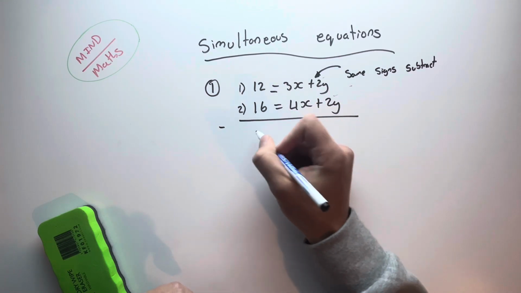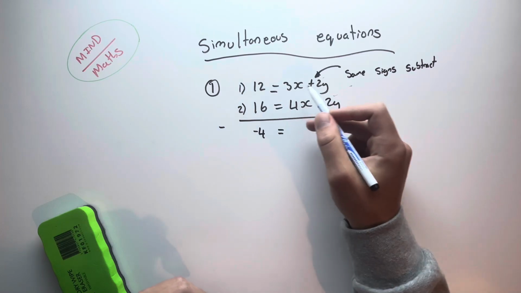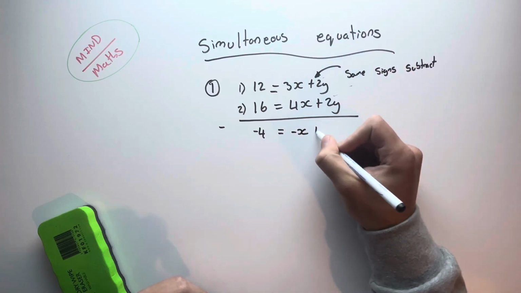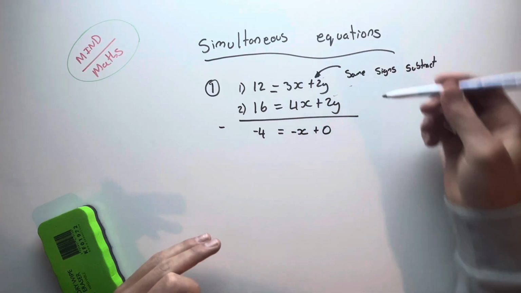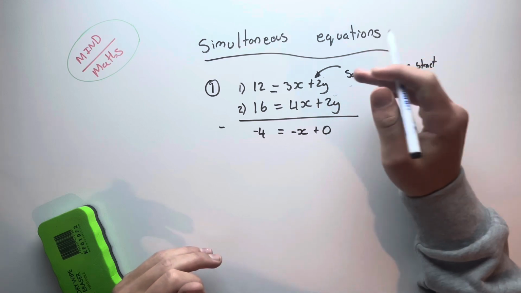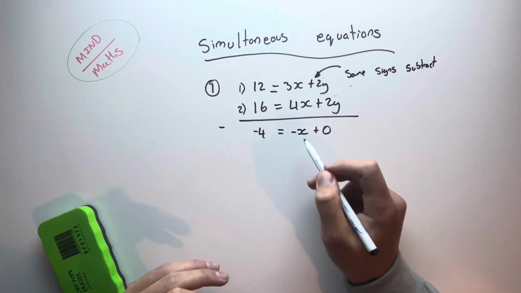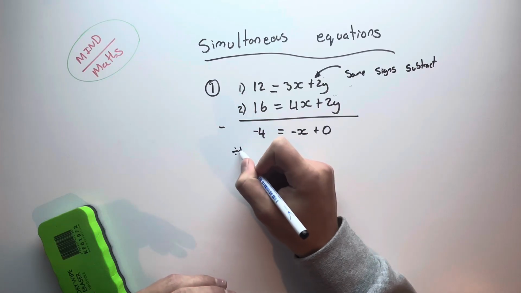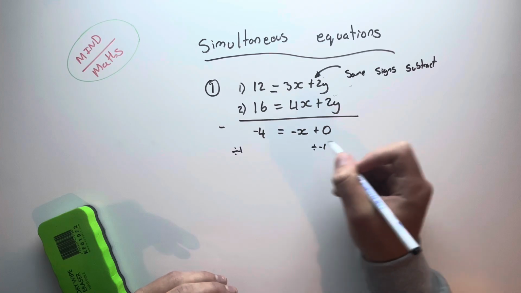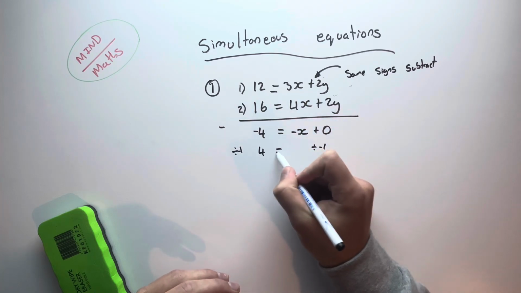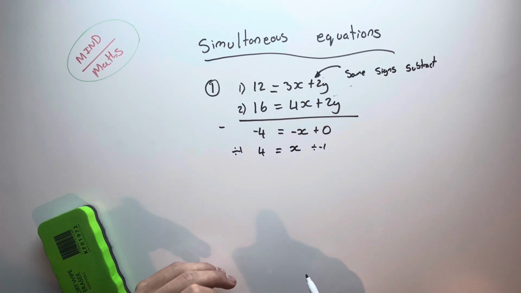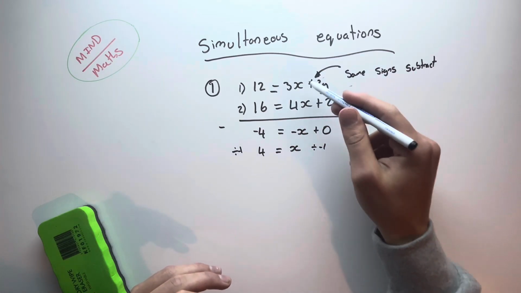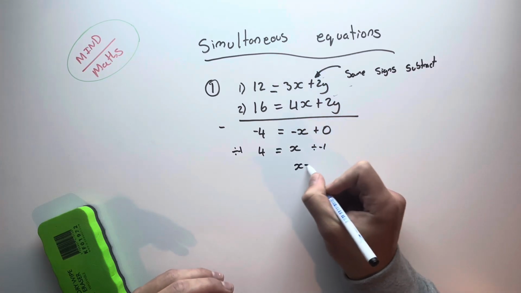So what we're going to do here is subtract these two equations from each other. 12 minus 16 is minus 4. 3x minus 4x is minus x. And 2y minus 2y is just 0. As you can see here, we have got rid of the y terms, which will allow us to work out the x value. So if we divide by minus 1, we get 4 is equal to x. So that is the x value for both of these equations. x is equal to 4.